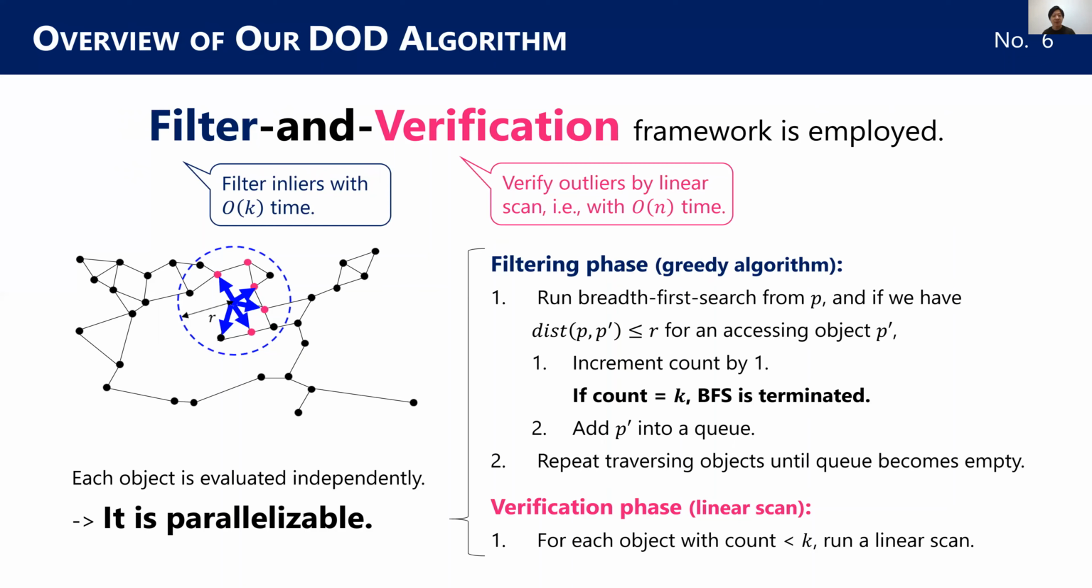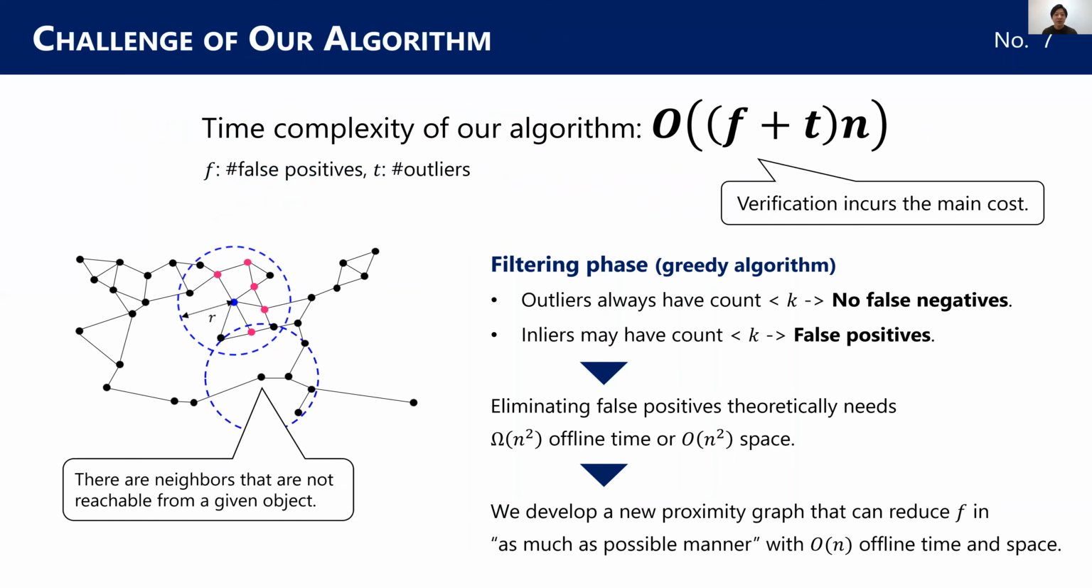After that, we verify non-filtered objects via linear scan. Actually, in both phases, each object is evaluated independently. So our algorithm is very easy to parallelize. Though I skipped the detail, the time complexity of our algorithm is related to the data size, the number of false positives in the filtering phase, and the number of outliers.